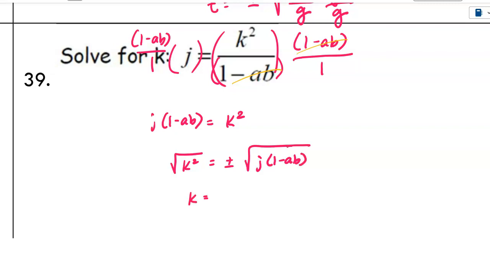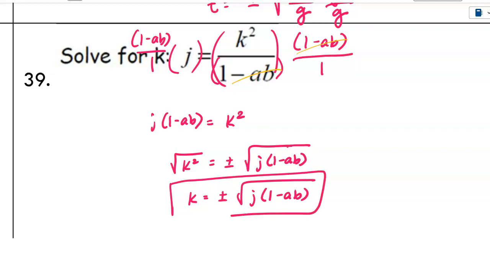So you get k equals plus or minus the square root of j times 1 minus ab. And you can leave all of that inside. And there you go. We're done.